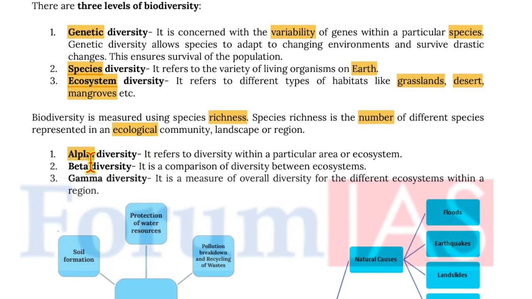Now, there are three types of biodiversity: alpha diversity, beta diversity, and gamma diversity. Alpha diversity refers to the diversity within a particular area or ecosystem. Beta diversity refers to the comparison of diversity between ecosystems. Gamma diversity is a measure of overall diversity for the different ecosystems within a region.